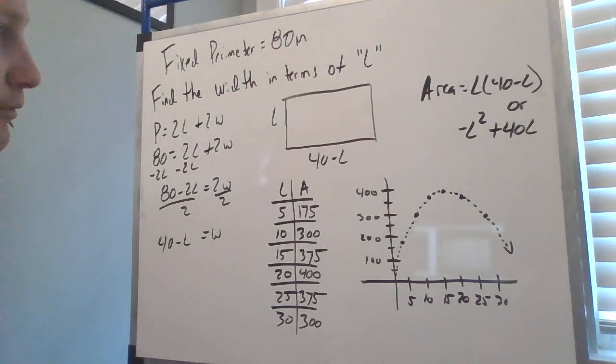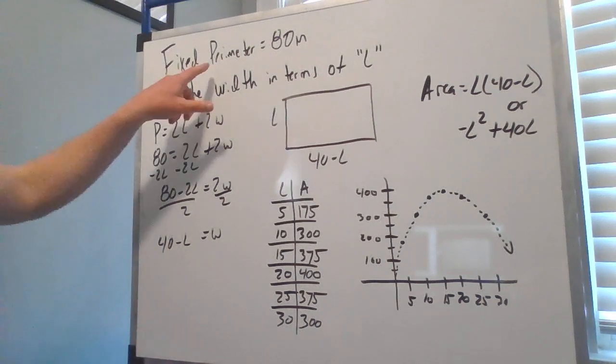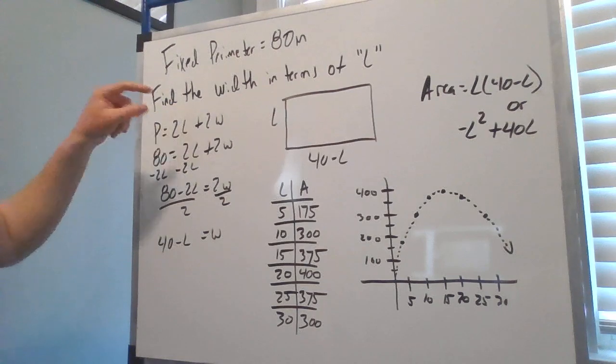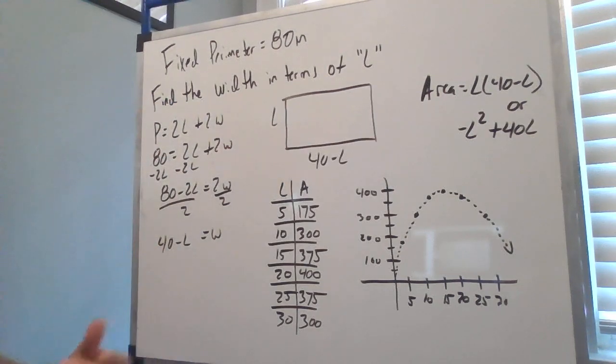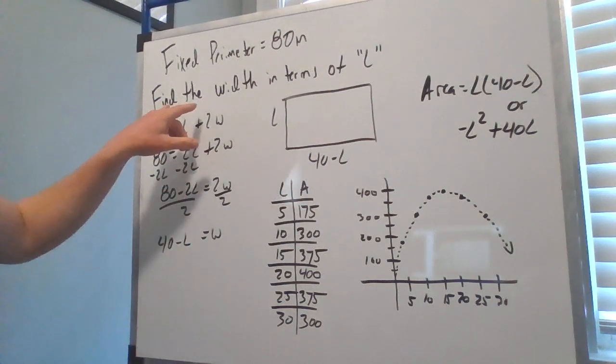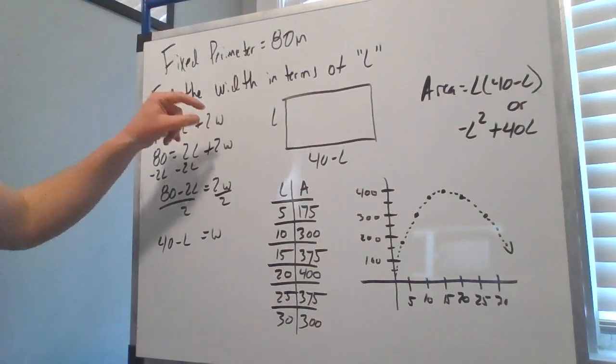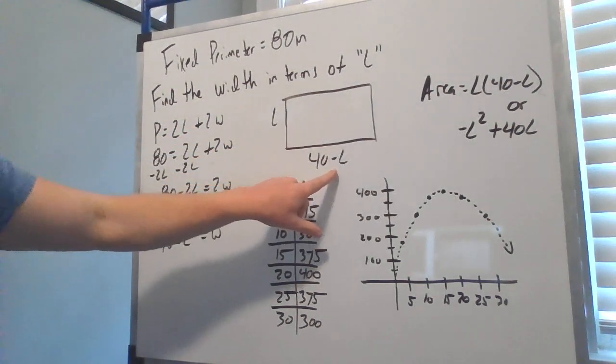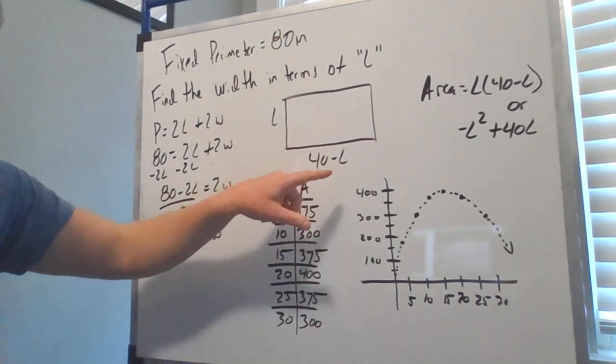So what's going on here? This is an example. If I've got a fixed perimeter of 80 meters, I want you guys to find the width in terms of L. And just so you guys know, we've been doing this already, and now I'm being a little more explicit about it. In terms of L means I want to rewrite my width using the L variable.